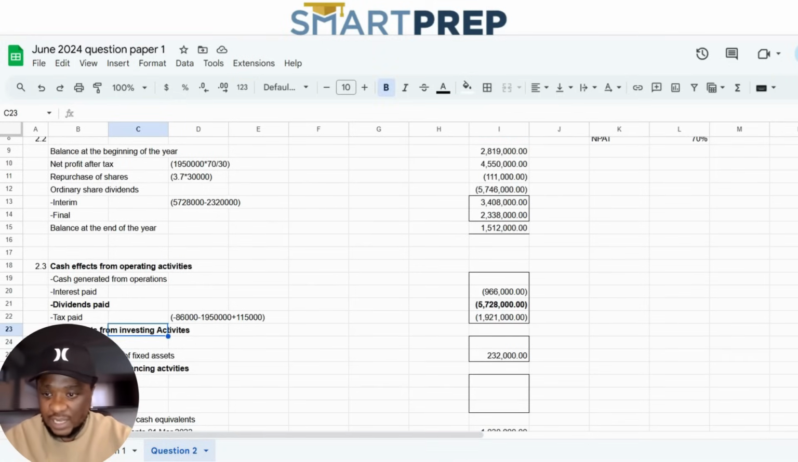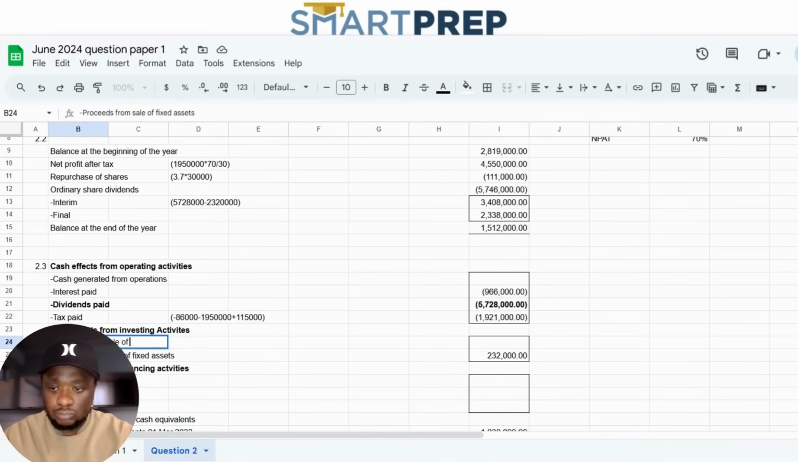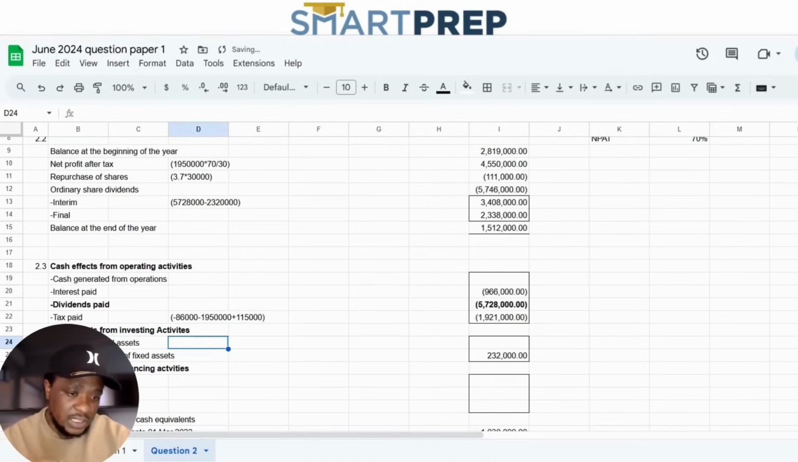Okay, and then we'll move into number 2. So we have cash effects from investing activities. It has proceeds from sale of fixed assets, and the next thing, therefore, is not proceeds from sale, but the purchase of fixed assets. So purchases of fixed assets, let's look at that in detail and see if we can work that out.